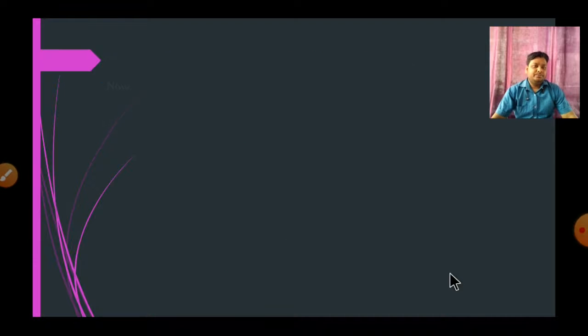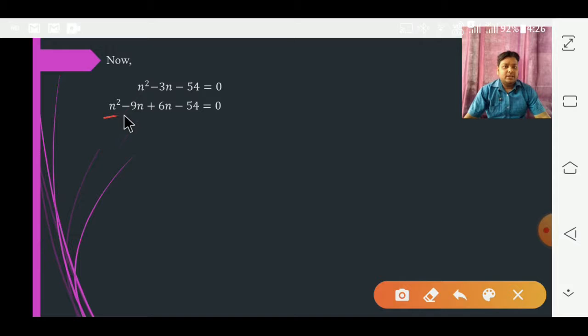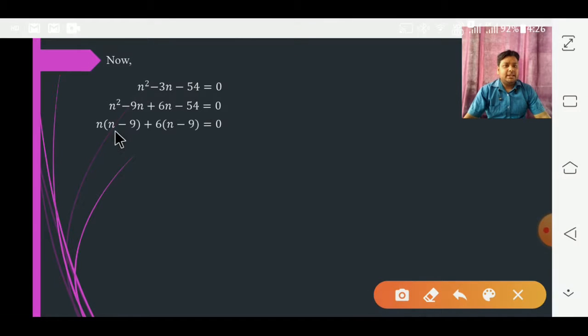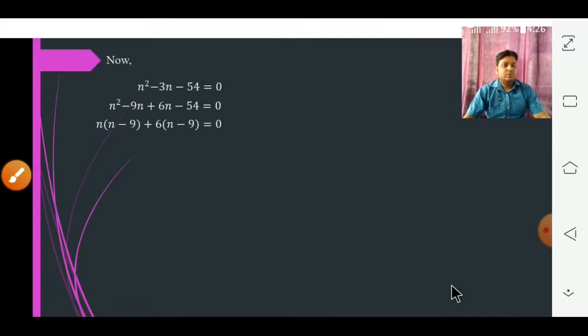Now, we can write minus 3n as minus 9n plus 6n. Now, here we can take two terms in one pair and two terms in another pair. What is common in these two terms? n is common, only one variable is common. And what is left? n minus 9. And here plus 6 is common, then again n minus 9 is left. So here we can write it like this. Now here you can see that n minus 9 is a common binomial. So we can take that common, and n plus 6 is left. Okay. So we can write it like this.